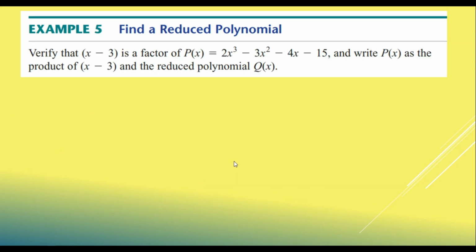Next, find a reduced polynomial. So if you divide this polynomial by x minus 3, the remainder must be 0. Then the quotient is called the reduced polynomial. Check whether the remainder is 0 or not, and this work is left to you because the idea has already been discussed.